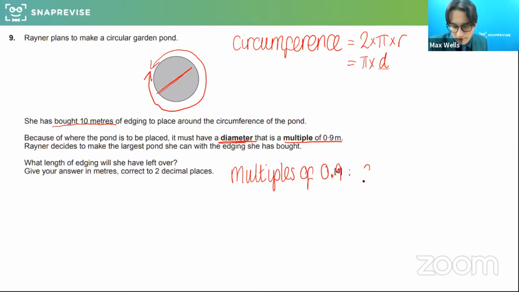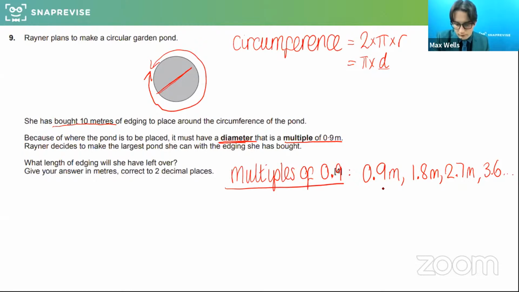Think about the 9 times tables. It could be 0.9, it could be 1.8, it could be 2.7, it could be 3.6, and so on, okay? Does that make sense, the multiples of 0.9? Think of the 9 times tables, then make them 10 times smaller. They are the possible values that the diameter could be, okay?